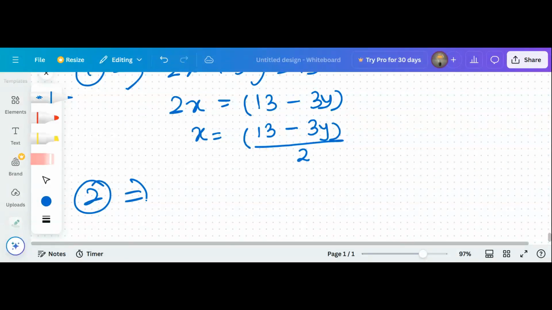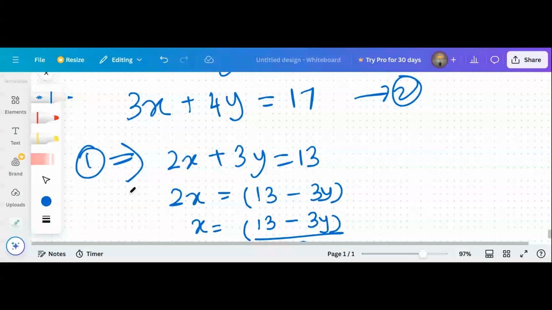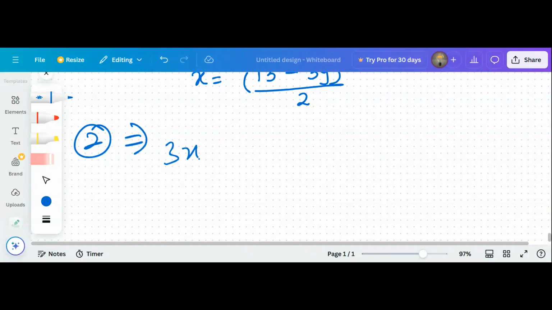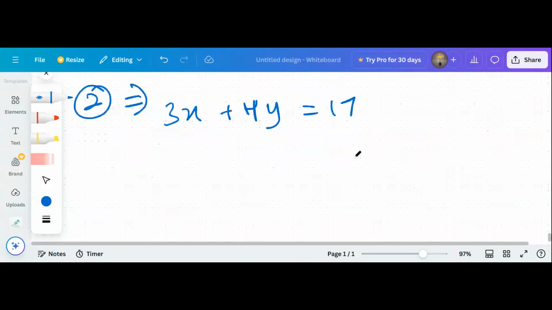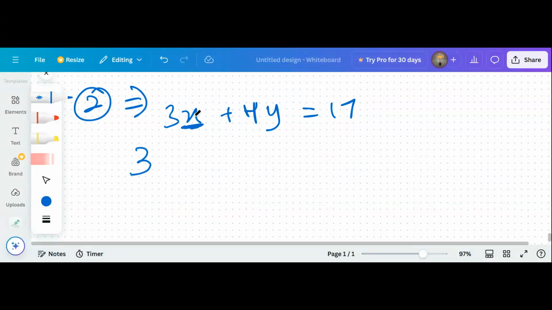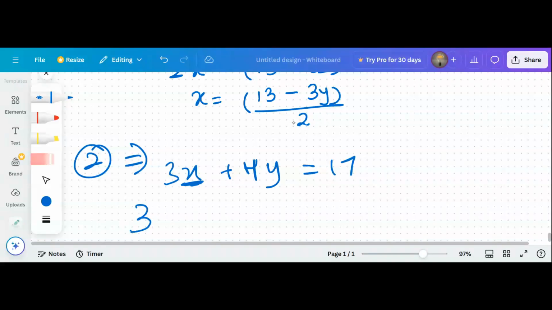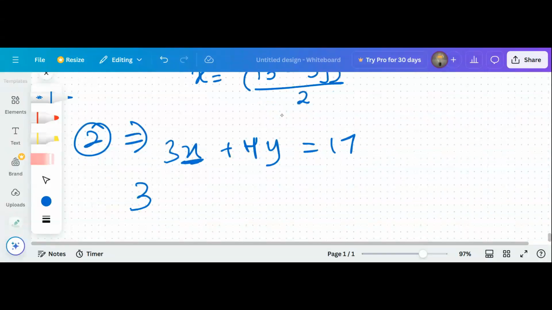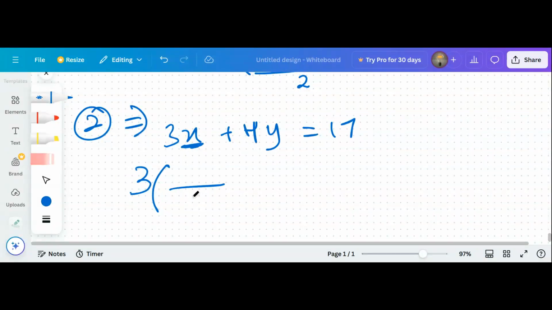We'll take equation number 2: 3x plus 4y is equal to 70. Instead of x, we will write this: x is equal to (13 minus 3y) divided by 2. So we'll write 13 minus 3y, divided by 2, plus 4y is equal to 70.